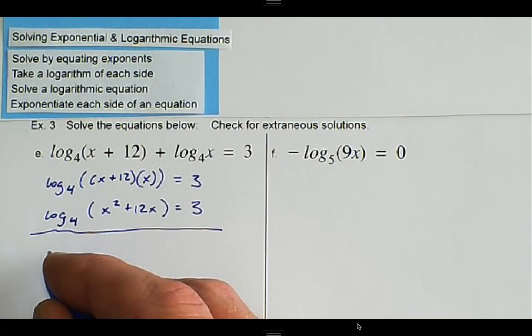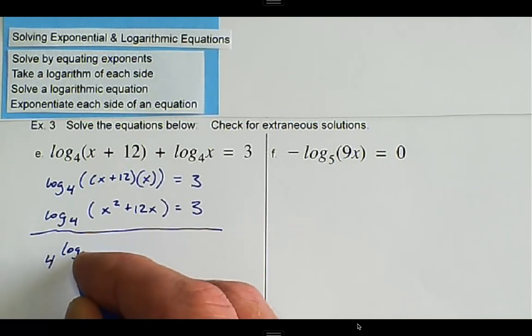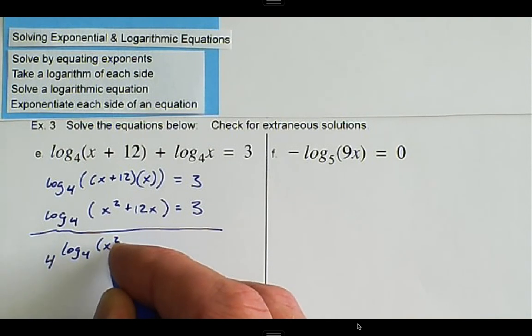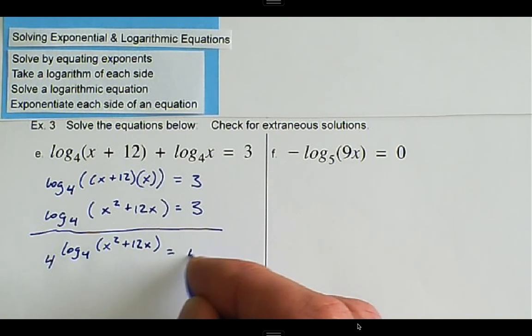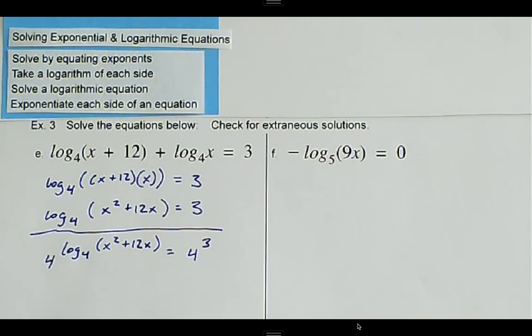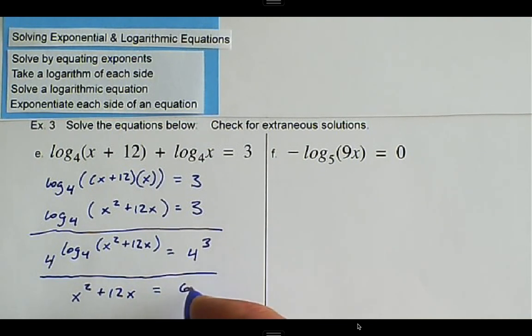So we have 4 to the log base 4 of x squared plus 12x is equal to 4 to the third. And 4 to the log base 4 is 1. So we are left with x squared plus 12x is equal to 64.